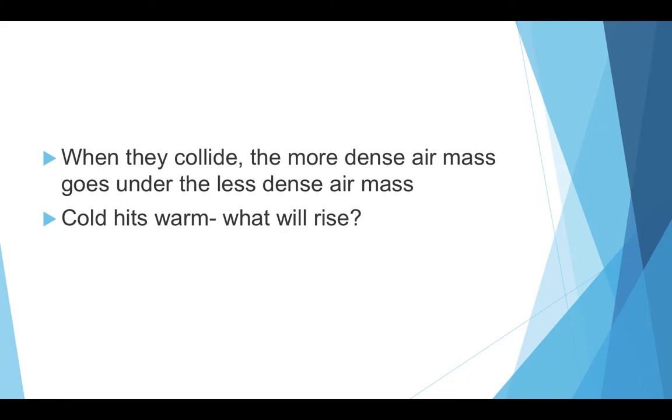When two air masses collide, the more dense air mass goes under the less dense air mass. That makes sense. Just like an object, if you're putting it into water, if it is more dense, it's going to sink. So if we have a cold air mass, a polar air mass, hitting a warmer tropical air mass, which one is going to rise? Well, you might say the less dense air mass is going to rise, and we know that warm air is less dense than cold, so that warm air is going to rise.